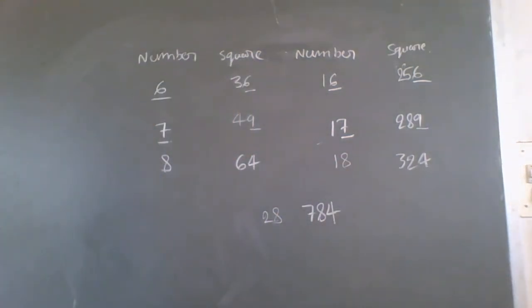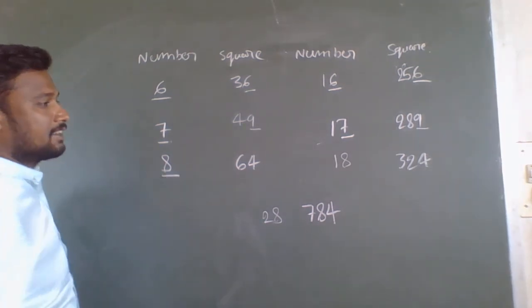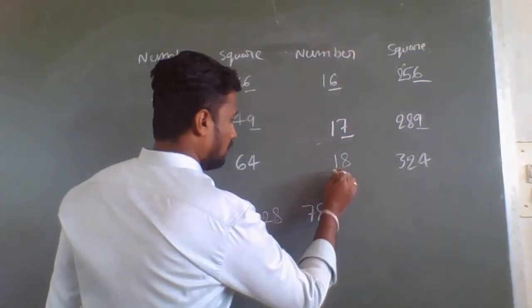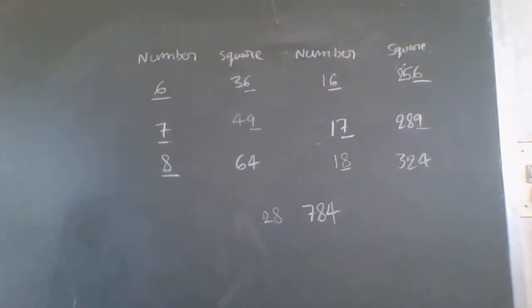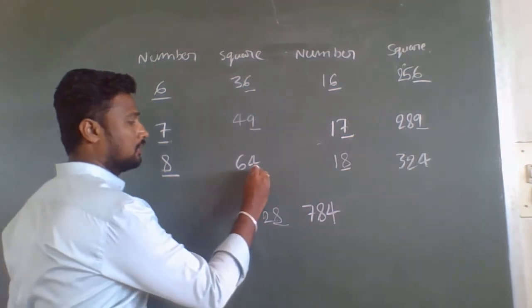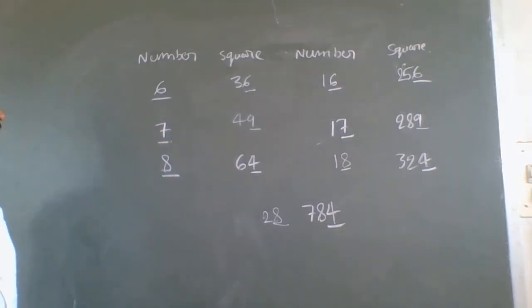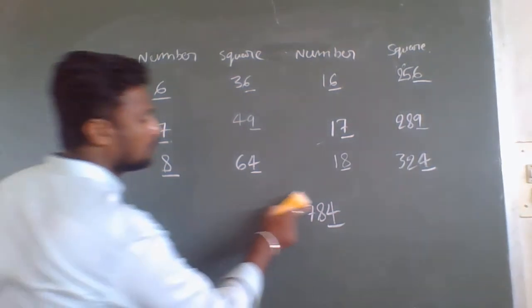784. So now by observing this, what can we tell again? When 8 is there at the unit place, here in 18, 8 is there at the unit place, in 28, 8 is there. So when 8 is there at the unit place, always the square number ends with 4. Here 64, 324, 784. So when 8 is there at the unit place, always the square number ends with 4. Now we move to 9, the next number.